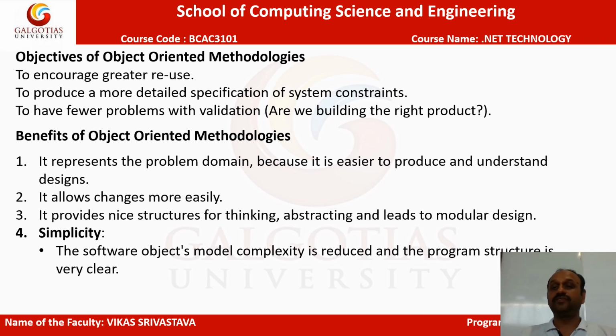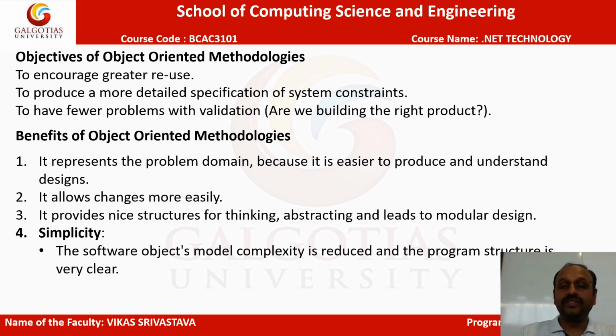So basically, when you try to make use of the entire application, when you are able to identify the system objects and the classes, the hypothesis and their relations, their aggregations, then accordingly you will be able to design the entire application with their system constraints. To have fewer problems with validation, you can always put up the constraints.